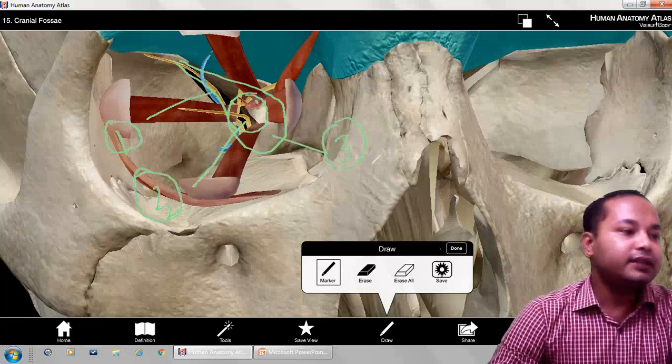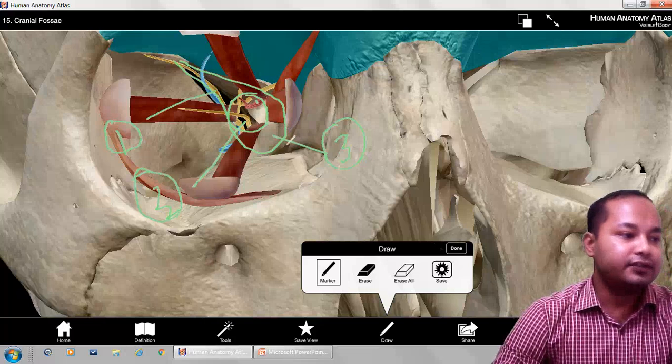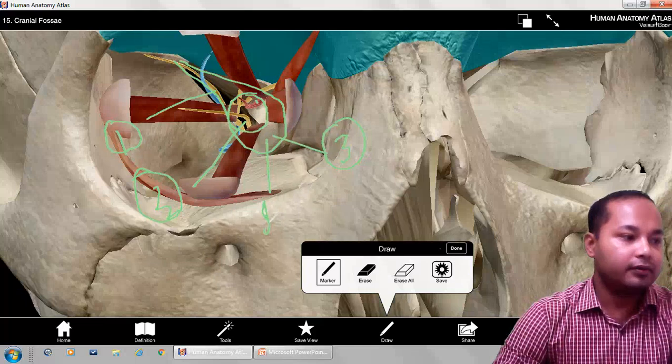Just remember one thing in a pointwise fashion, that this number 3 compartment will be passing only the inferior orbital vein.